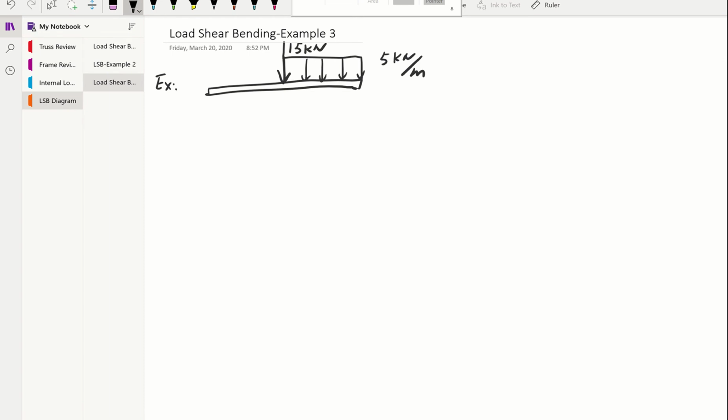In addition, we have a concentrated moment, 80 kilonewton meter, at point A. And A is going to be a roller support, and at point B is a pin support.